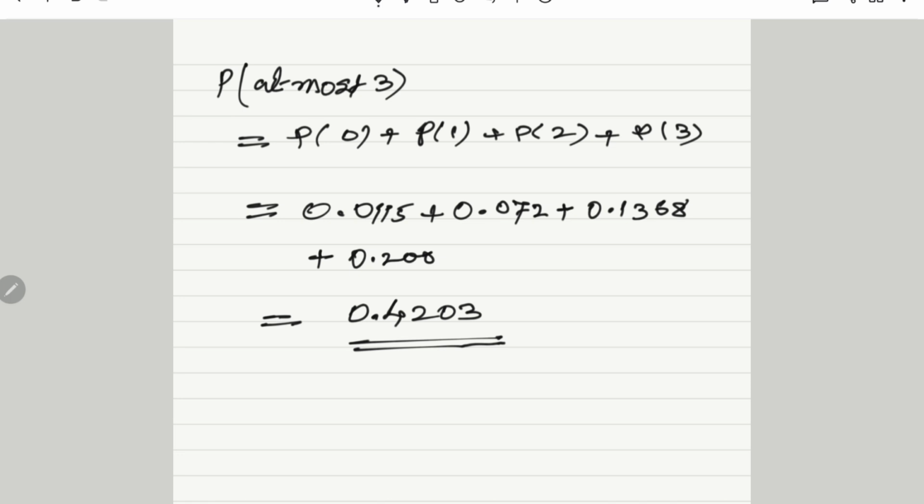Therefore, like this, I have performed the calculation for the 3 questions. For 0, means none, then for exactly 2 screws defective, and the probability for at the most 3 screws defective. Like this, we can perform the calculation. One more I will discuss in my next video.